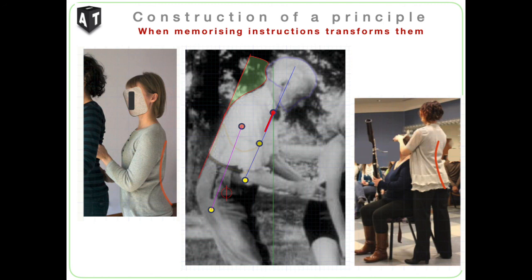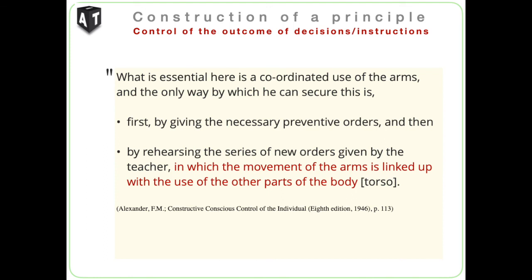The back is going back in space so that the upper torso can move as far forward as he wants, so that he can work with his hands that are freely supported by a back that is lengthening, but also he can have the head very far forward from the back. So the means whereby obtaining the coordination in Alexander's mind are a series of new orders. The new orders given by the teachers are these orders in which the movements of the arm are linked up with the use of the other parts of the body.